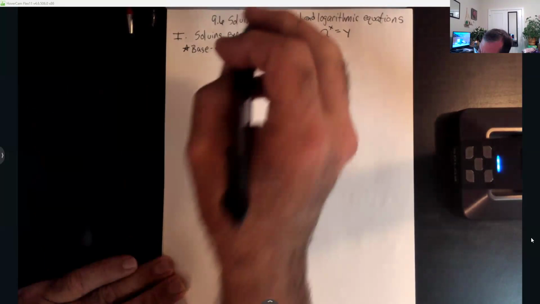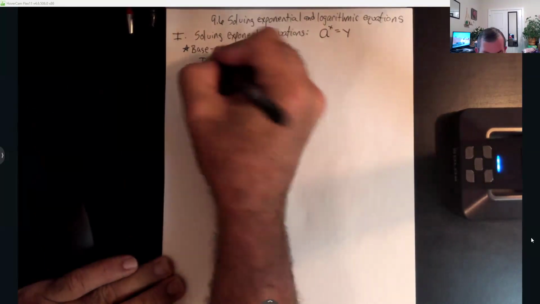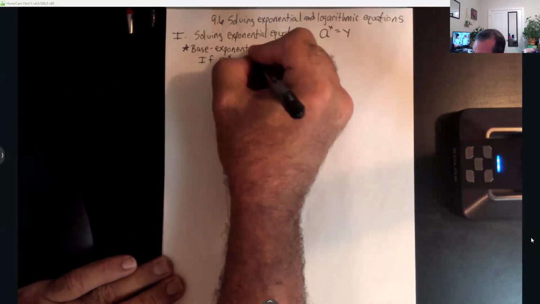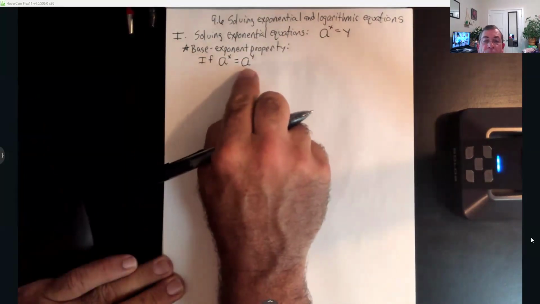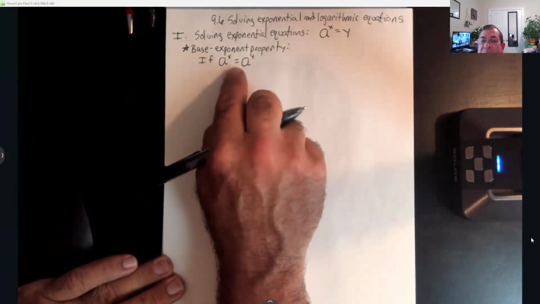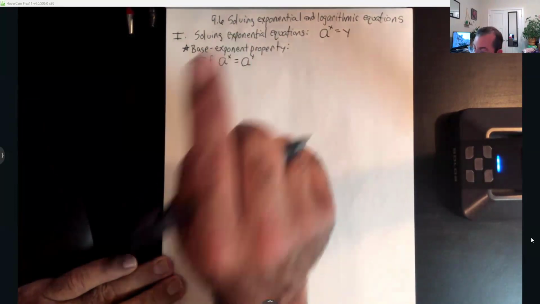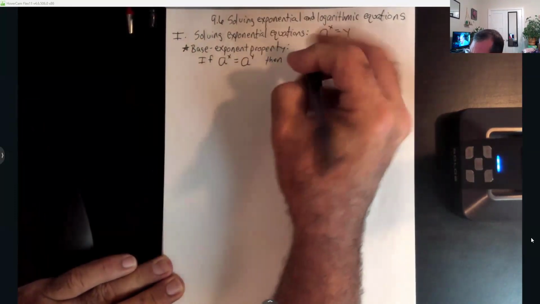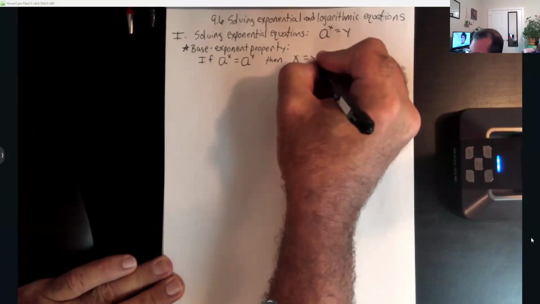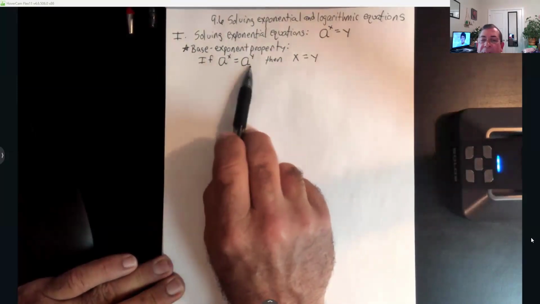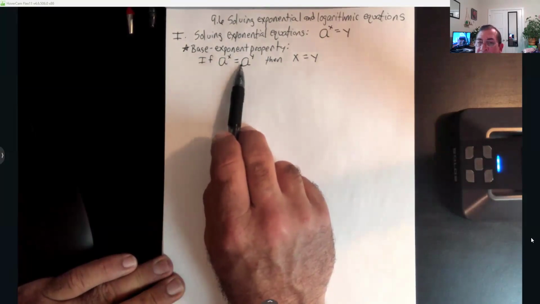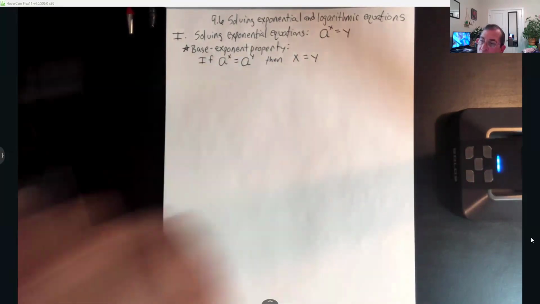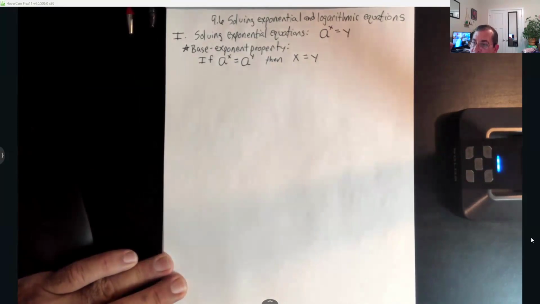So y'all, this is just a little property, and it says if a to the x equals a to the y, so notice you got two sides of an equation with the same base, and they're both raised to exponents. If the bases match up, then that means that x has to equal y. So if two sides are equal and they got the same base, that means their exponents got to be equal, okay? So this base exponent property comes in handy when you're solving exponential equations.